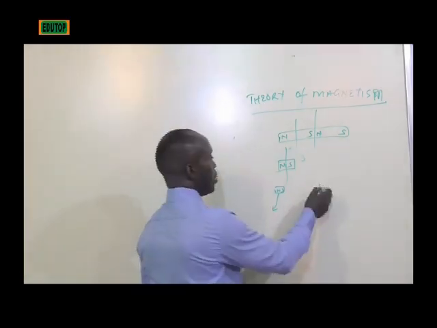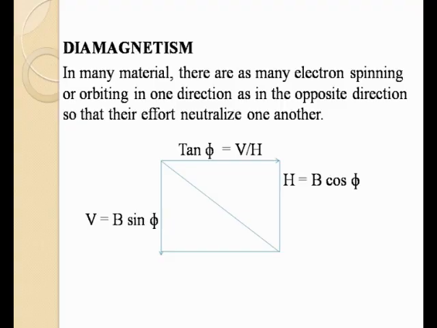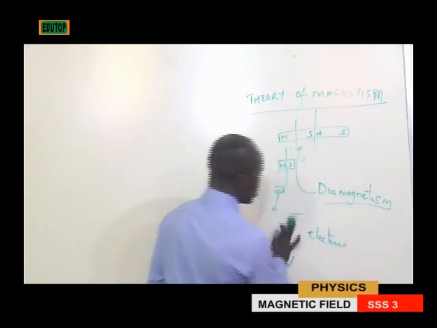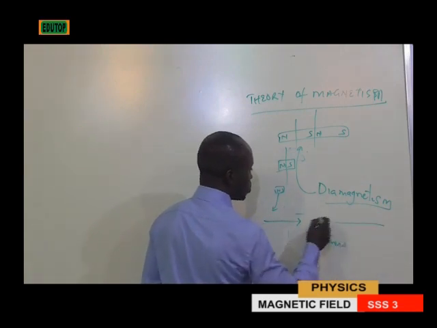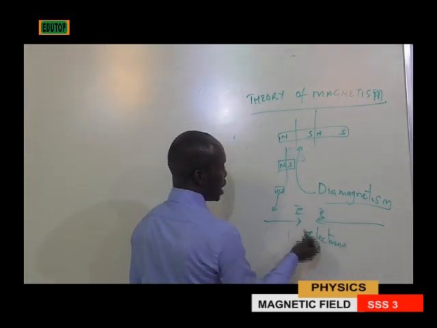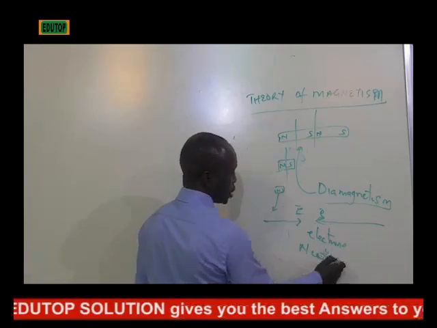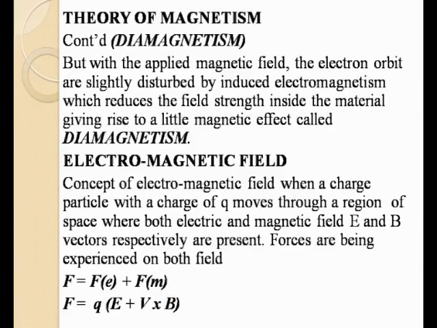Now let's go to diamagnetism. In many materials, there are as many electrons spinning or orbiting in one direction as in the opposite direction, so that their effects neutralize one another. What are we saying? Those electrons are in opposite directions, and at the end of the day their effects neutralize each other. But when we apply a magnetic field, the electron orbits are slightly disturbed by the induced electromagnetism, which reduces the field strength inside the material, giving rise to the little magnetic effect called diamagnetism.